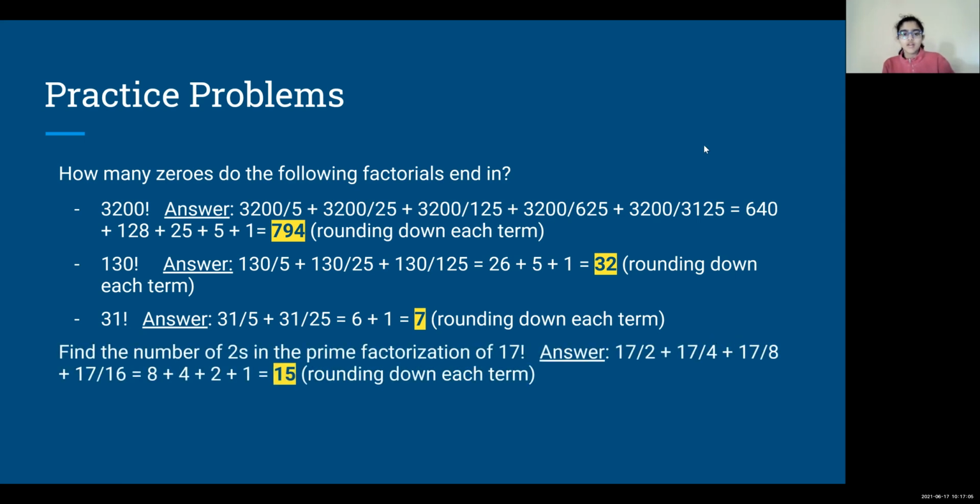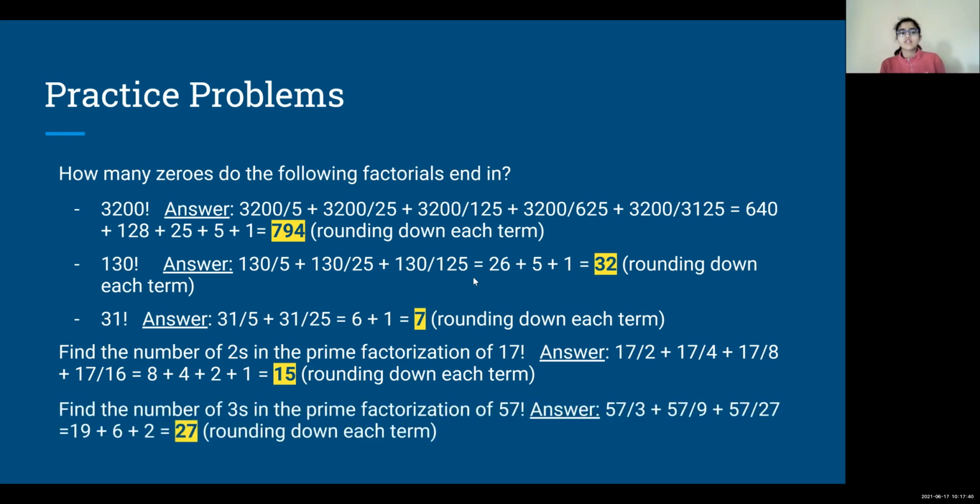Then find the number of 2's in the prime factorization of 17 factorial. So we do 17 divided by 2 plus 17 divided by 2 squared, which is 4, plus 17 divided by 2 cubed, which is 8, plus 17 divided by 2 to the power 4, which is 16. So we get 8 plus 4 plus 2 plus 1, which is 15. After rounding down each term, that means we get 15 2's in the prime factorization of 17 factorial.